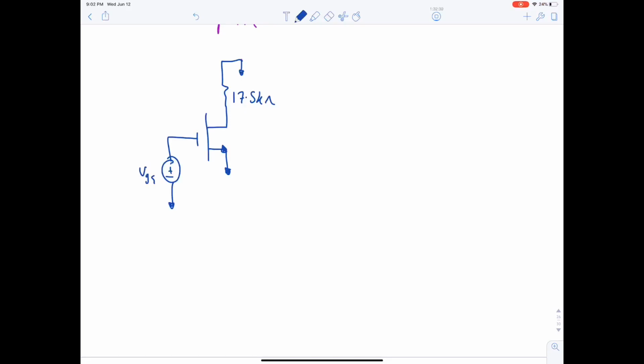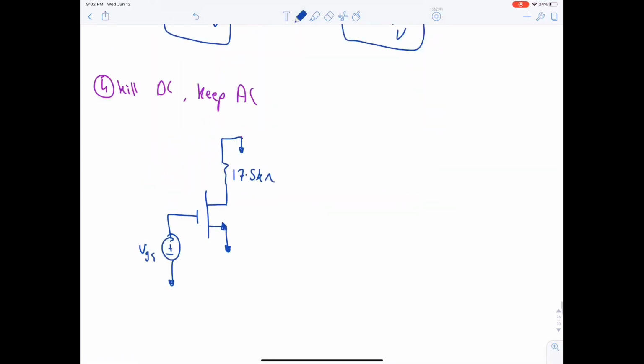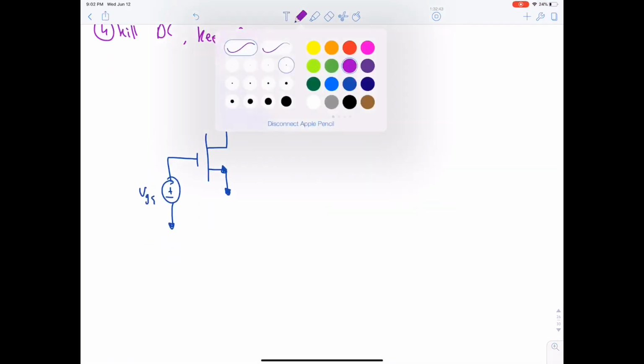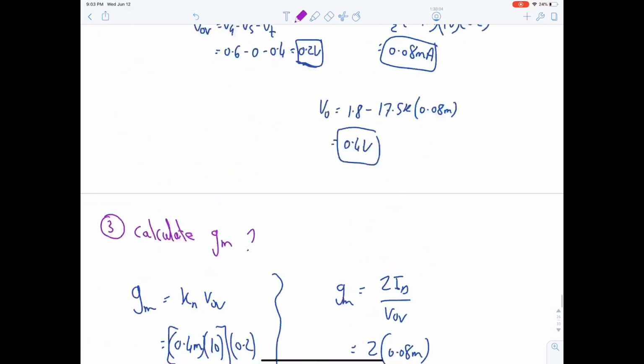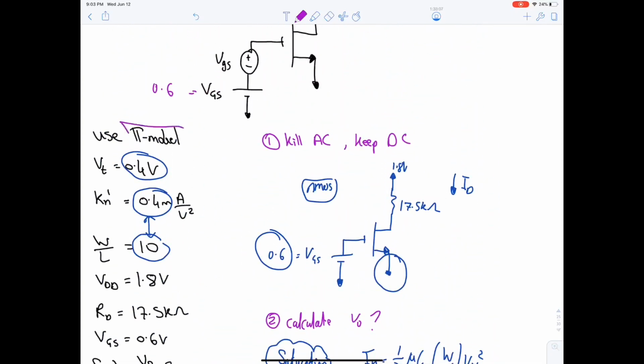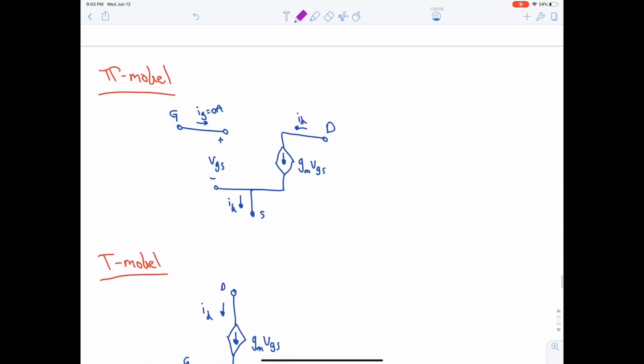Next, fifth step is replace the transistor or MOSFET with the pi model. Sixth step, V naught over VI. Now, the pi model, because the question asks for the pi model. What's the pi model? Let's copy paste it.